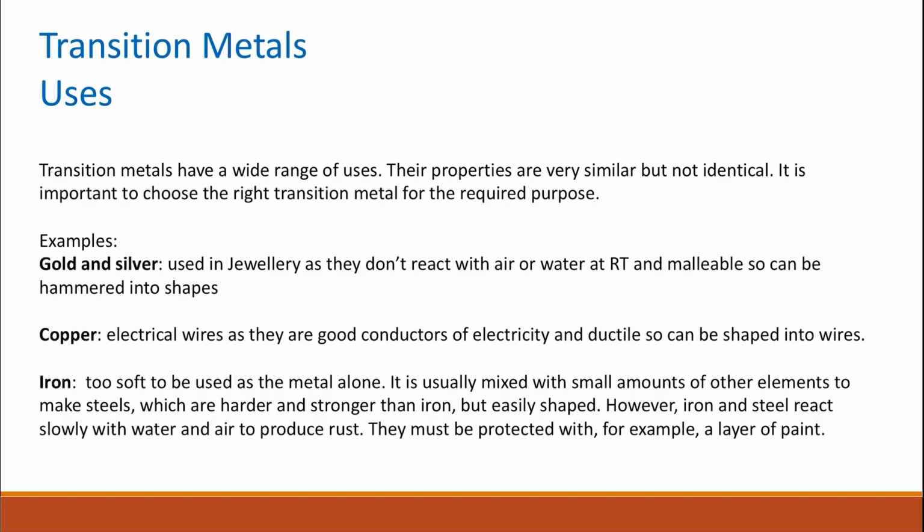However, steel and iron have a disadvantage of being reactive with water and oxygen over a long period of time, and they can form rust. This is why iron and steel should always be protected from air and from water by a layer of paint, for example. Finally, elements like chromium, nickel, and iron make good catalysts and they are used in chemical industries. Now we get to the end of the revision of the first topic, topic 1.